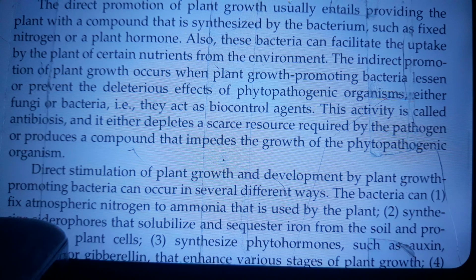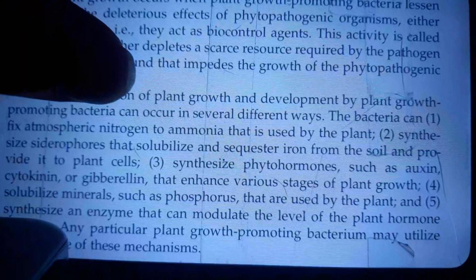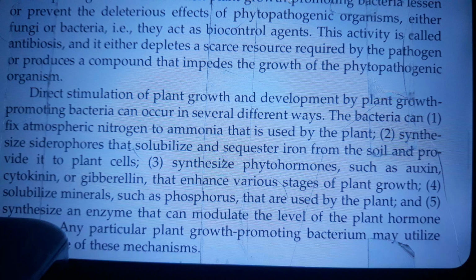The indirect promotion of plant growth occurs when plant growth promoting bacteria lessen or prevent the deleterious effects of phytopathogenic organisms, either fungi or bacteria; that is, they act as biocontrol agents. This activity is called antibiosis, and it either depletes a scarce resource required by the pathogen or produces a compound that impedes the growth of the phytopathogenic organism.